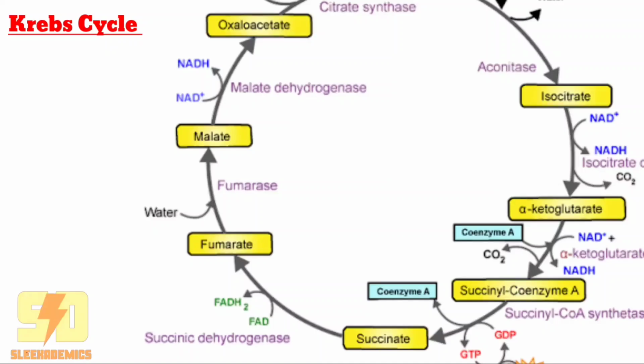Fumarate is then converted to malate, and it is a process that involves addition of water and is facilitated by an enzyme known as fumarase. And the malate goes on to be converted to oxaloacetate. This involves the conversion of NAD+ to NADH, and this process is facilitated by malate dehydrogenase.